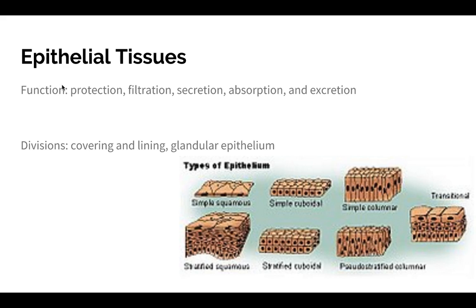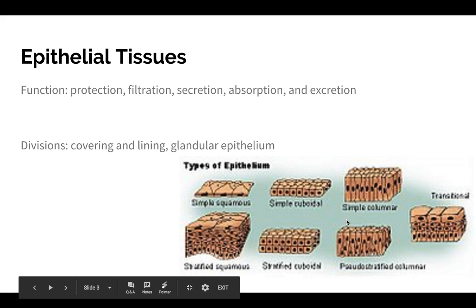Epithelial tissues have many functions. Mostly they are for protection, filtration, secretion, absorption, and excretion of wastes. The divisions of epithelium include the covering and lining group as well as glandular epithelium. And there are our different types we're going to get to.